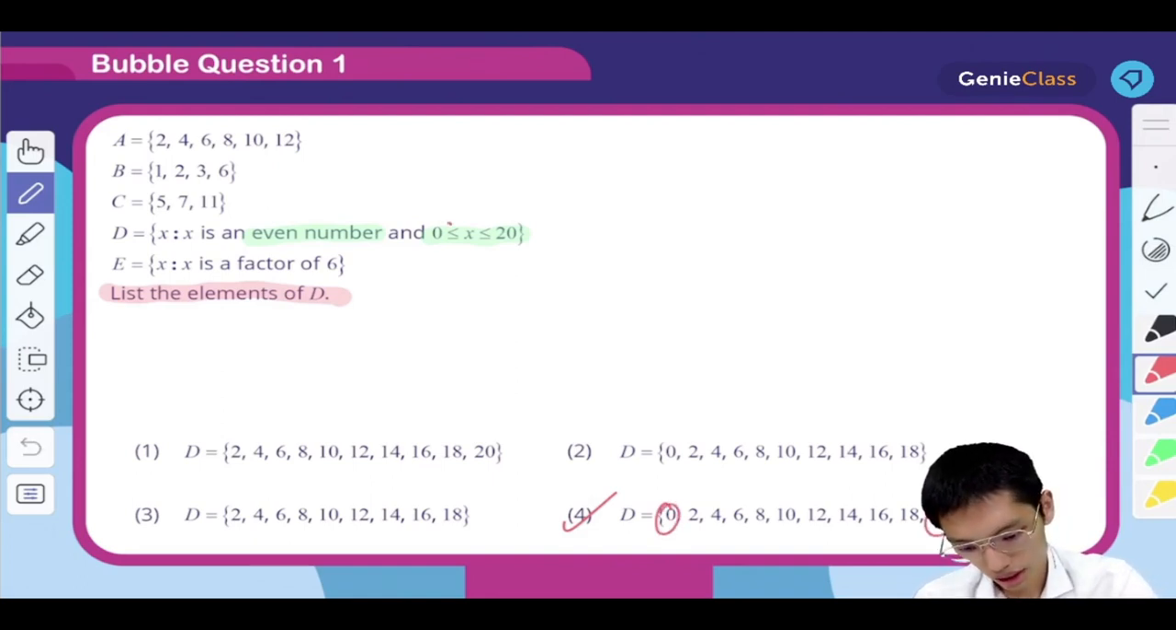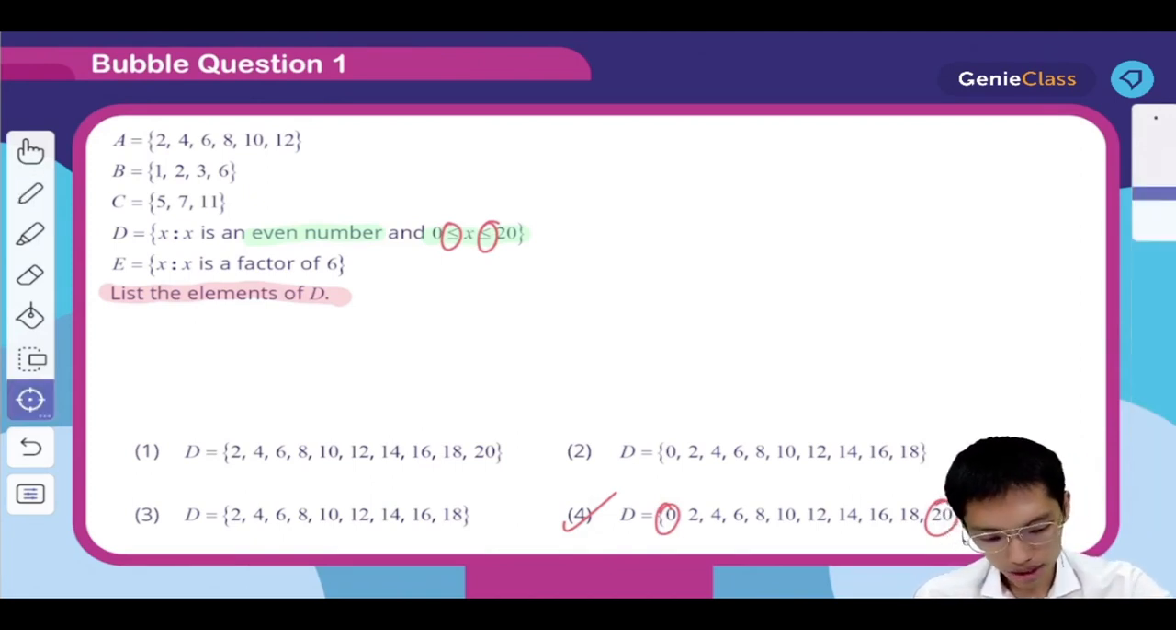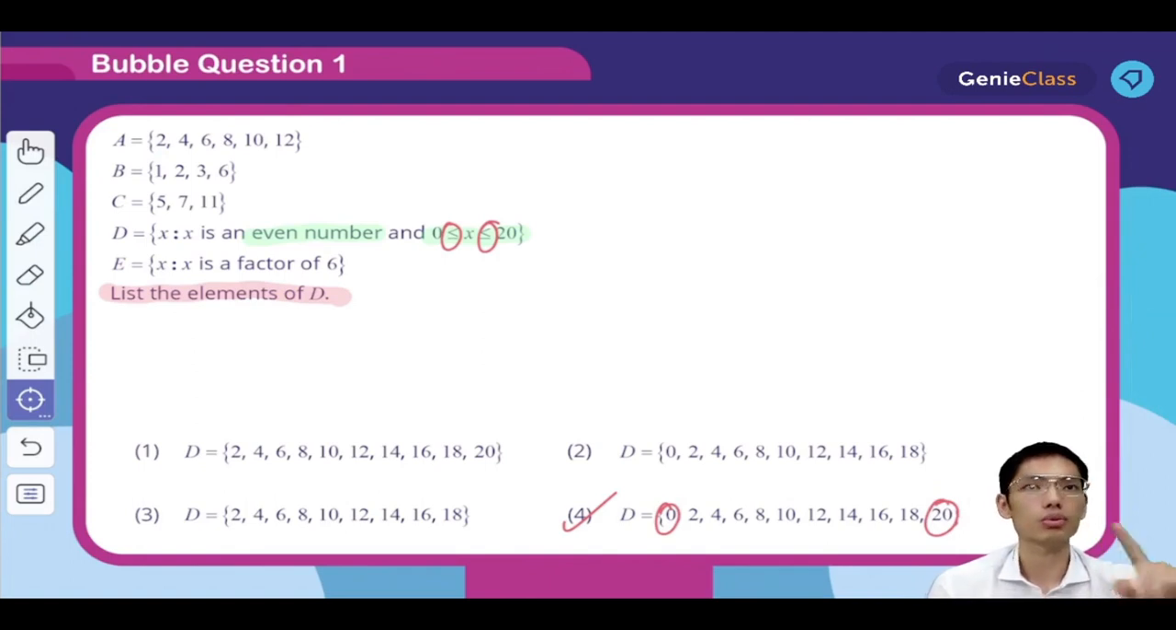Take note, over here is the equal notation. I can divide 0 by 2. I can divide 20 by 2. So take note, the last two numbers are actually divisible by 2. So take note over here, alright? That's one important thing to take note.